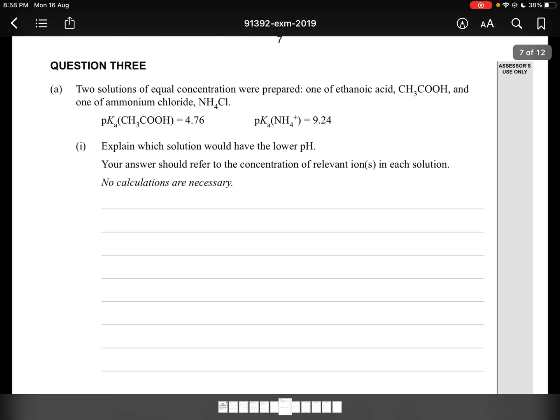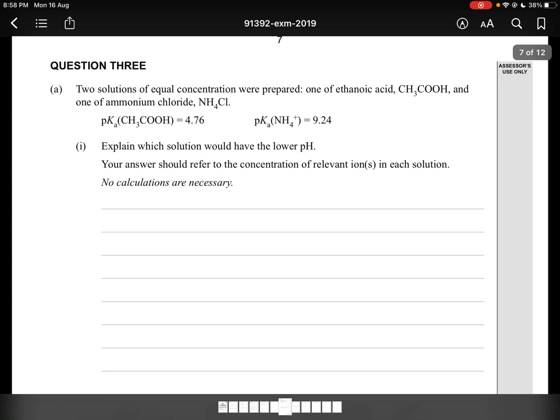Hello and welcome back to question 3 for the 2019 Level 3 Aqueous Chemistry paper. So this one should be about acids and bases and buffer solutions. Question 3: two solutions of equal concentration were prepared, one of ethanoic acid and one of ammonium chloride. They give us both the pKa values. So explain which solution will have the lower pH.